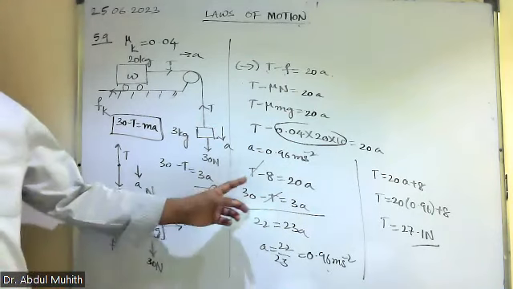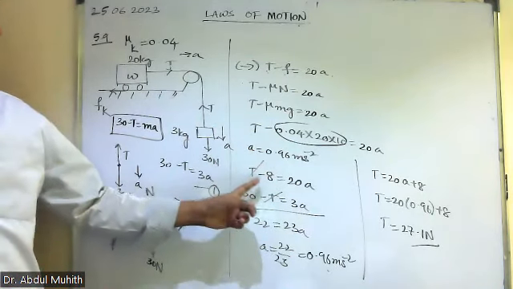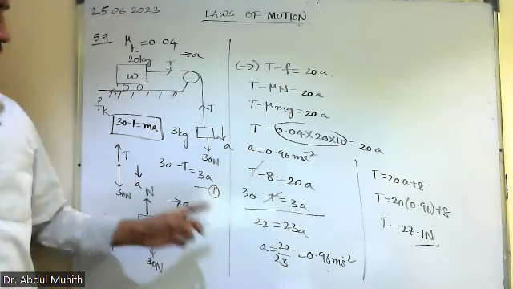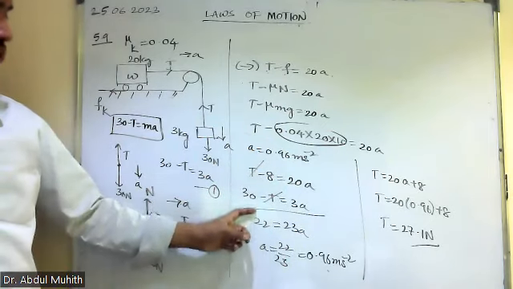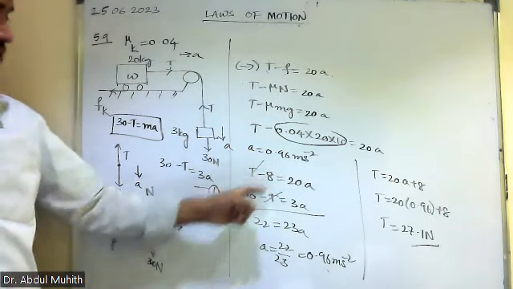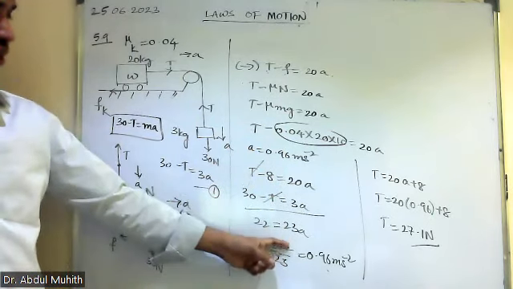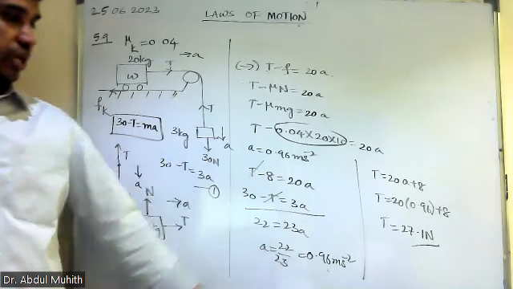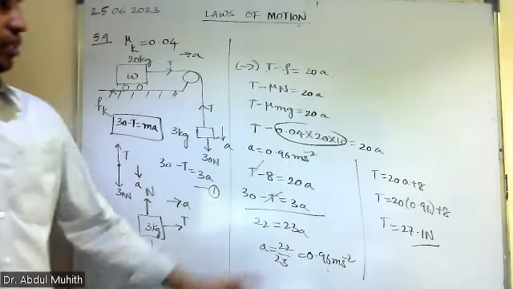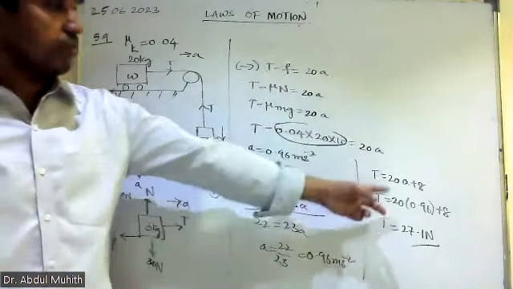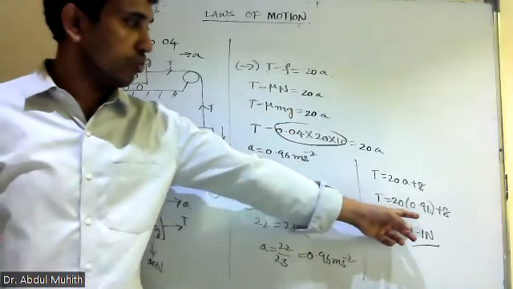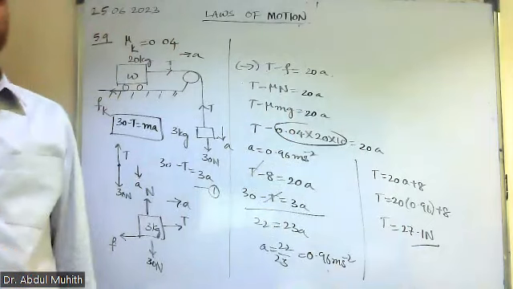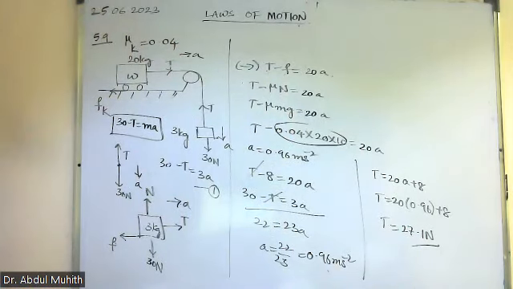So when we simplify this, we get T minus 8 equal to 20a, and 30 minus T is equal to 3a. Take it together, T and T will go away. When you simplify this, 22 is equal to 23a. Cross multiply, we'll get a as 0.96. Now, what is T? T is equal to 20a plus 8. So T is equal to 20 into 0.96 plus 8. So that will become 27.1. Is it clear? Is it clear? Yes. Yeah.